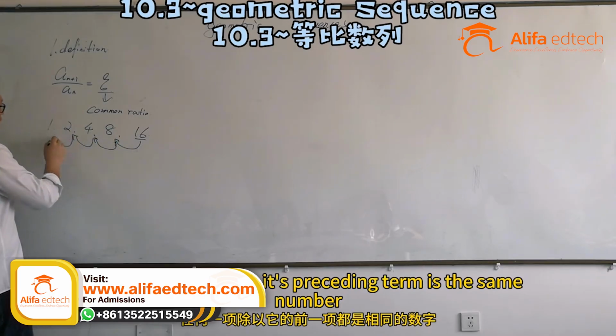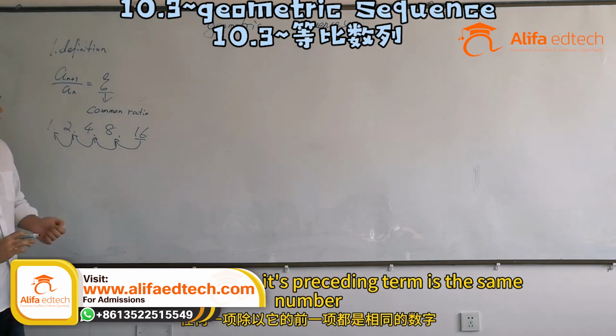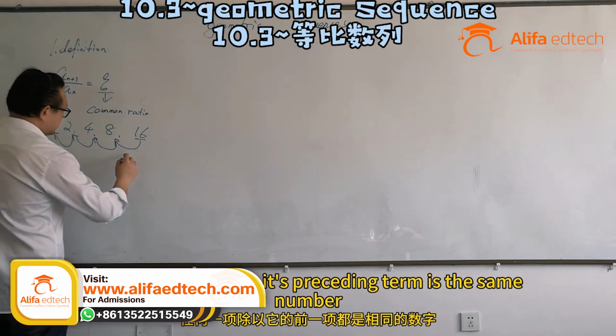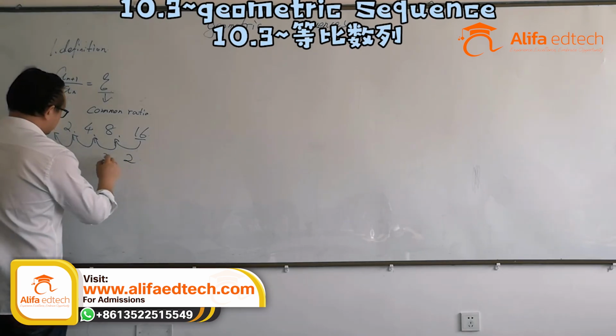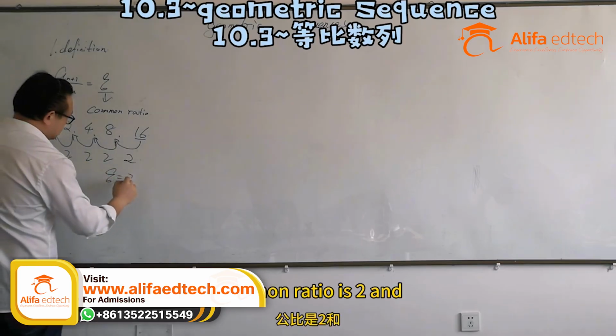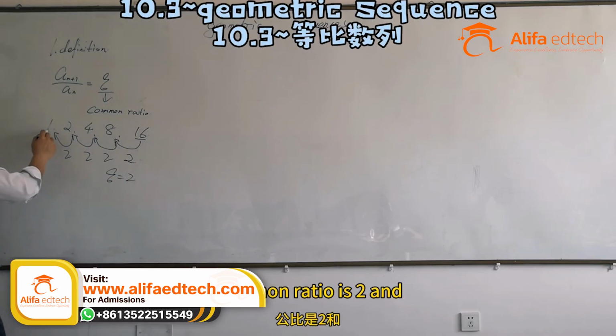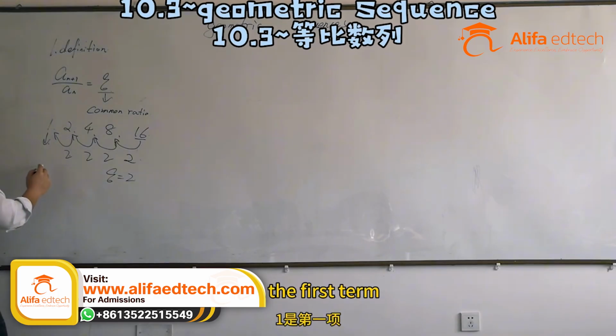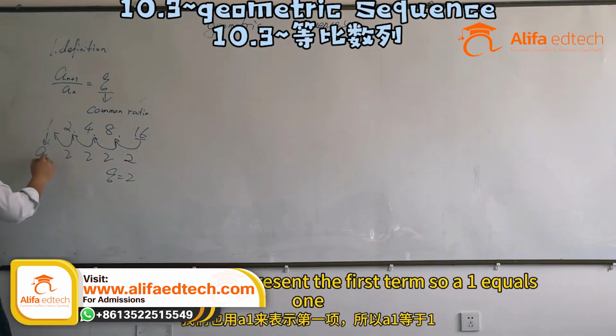divided by its preceding term is the same number. So common ratio is 2, and 1 is the first term. We also use a1 to represent, so a1 equals 1.